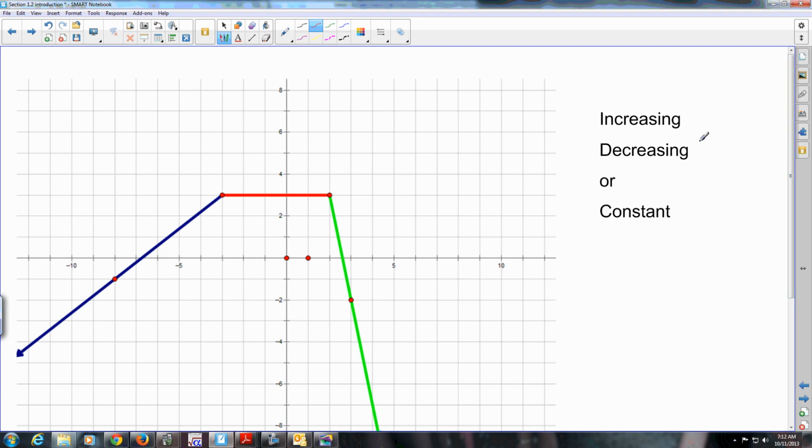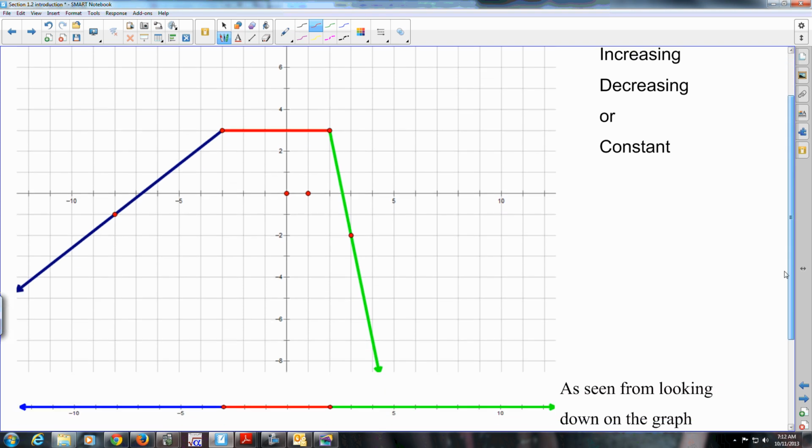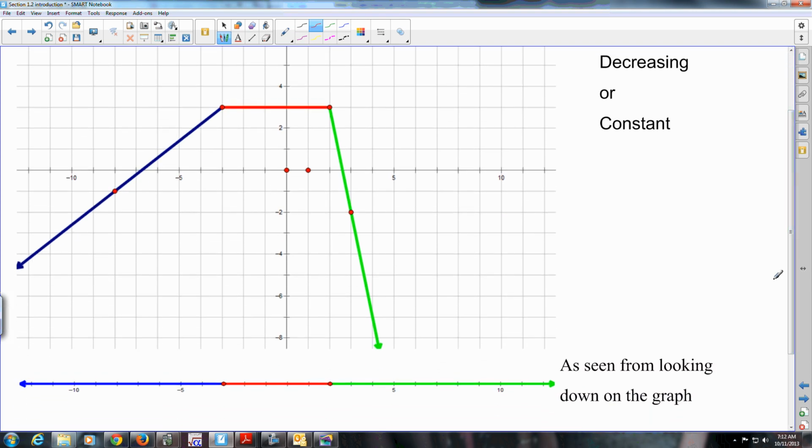I need you to write the intervals for which this graph is increasing, decreasing, or constant. One way to see this is if you were to look at this graph from above, look at it from the top. I've tried to use the same color coding down below. In this section of the graph, you're increasing. The graph is going up. So starting at negative infinity and coming up to the point negative 3, the graph is increasing, and I can't include negative 3 because it's neither increasing nor constant right at that point.